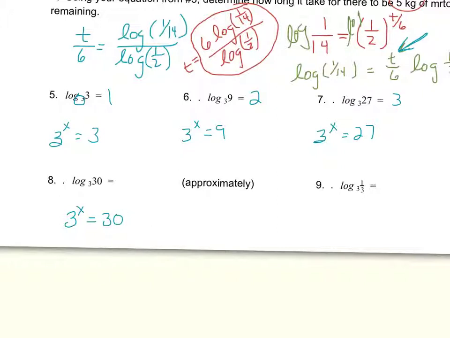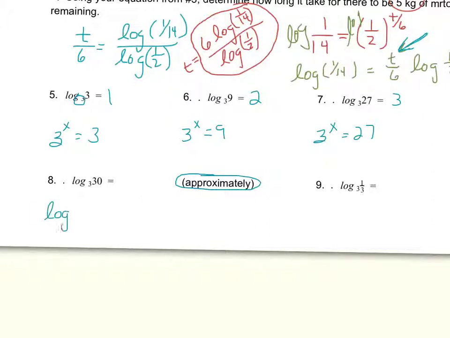Next one says 3 to what power gives me 30. I have absolutely no idea what that is. I know 3 to the third gives me 27, 3 to the fourth gives me 81, so it's going to be 3 point something. Over here it says to approximate it, so I'd get out my calculator and do it. Now, some of you have calculators that do change of base for you, so you can just type in log base 3 of 30.